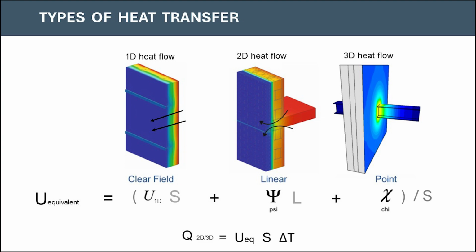In case of linear thermal bridges, where the heat transfer is 2D, they are evaluated based on the coefficient of linear thermal transmittance, which is the psi value. Point thermal bridges, where the heat transfer is 3D, are evaluated based on the coefficient of point thermal transmittance, chi value. If a system has 2D or 3D heat transfer, we can find the equivalent U value and evaluate the heat transfer through this cross section which has thermal bridges.